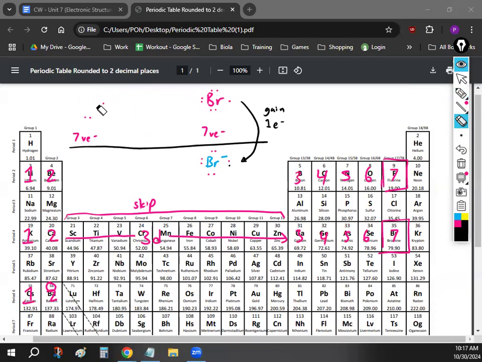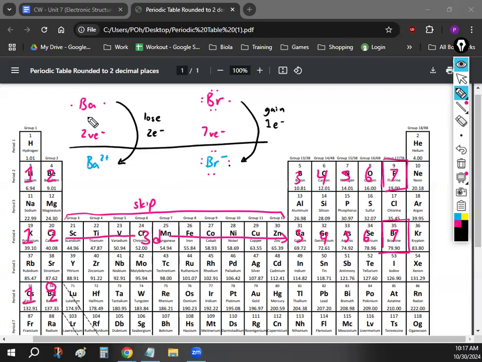Okay, so let's take a look at the Ba example that we were just looking at. Ba had 2 valence electrons, right? But let's say that we are looking at Ba2 plus. Now we're looking at a cation. A cation is a positive ion. So instead of gaining electrons, what's going to happen here is you're going to lose 2 electrons.